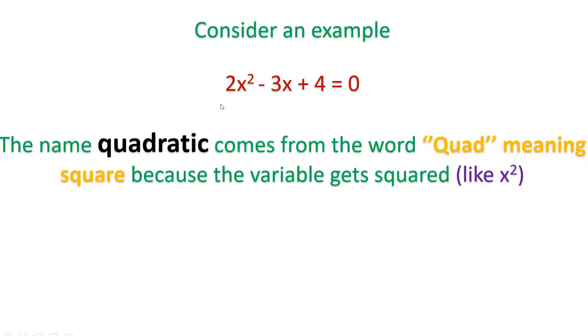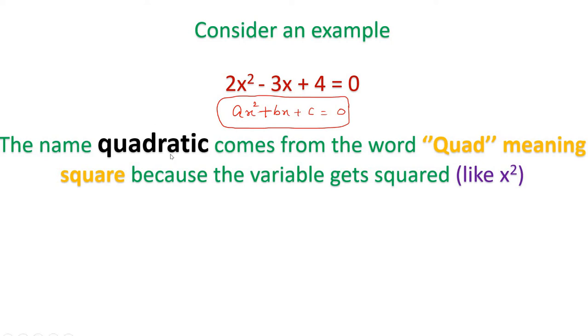So let us consider an example of a quadratic equation, an equation in terms of x. The example is 2x square minus 3x plus 4 equals 0. You have a very similar form. This is in the form of ax square plus bx plus c equals 0. So this can be considered a quadratic equation, a very simple example of a quadratic equation: 2x square minus 3x plus 4 equals 0.